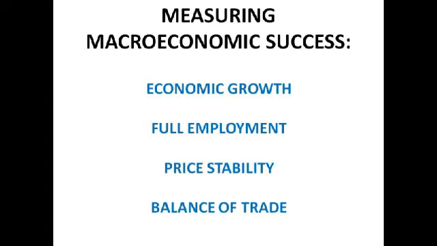Price stability. Ideally, we'll have control over our prices and relatively low inflation, a target of 2%, because obviously when inflation rises, there are so many costs to this. We're going to come on to that later. Then we have the balance of trade, and hopefully our exports will be greater than or equal to our imports, as otherwise we'll be losing money to other countries, which isn't really very good.